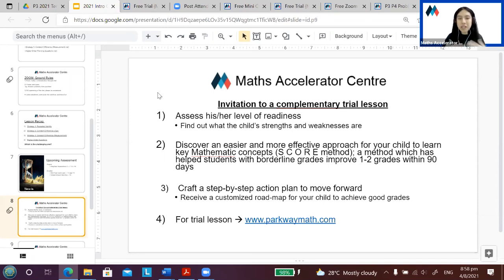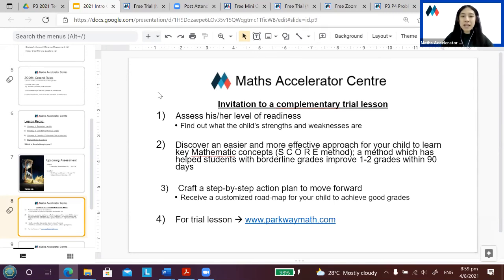Of course, they should be trying to teach you, but more than that, they want to assess your level of readiness, what things you are good at, what things you are bad at, your strengths and weaknesses. We also want to teach you an easier and more effective method for dealing with key mathematics concepts, which we call the SCORE method. This helps to improve students with borderline grades. Finally, we will craft a step-by-step action plan to help you or your child, if you're a parent, to improve step by step and achieve your goals.